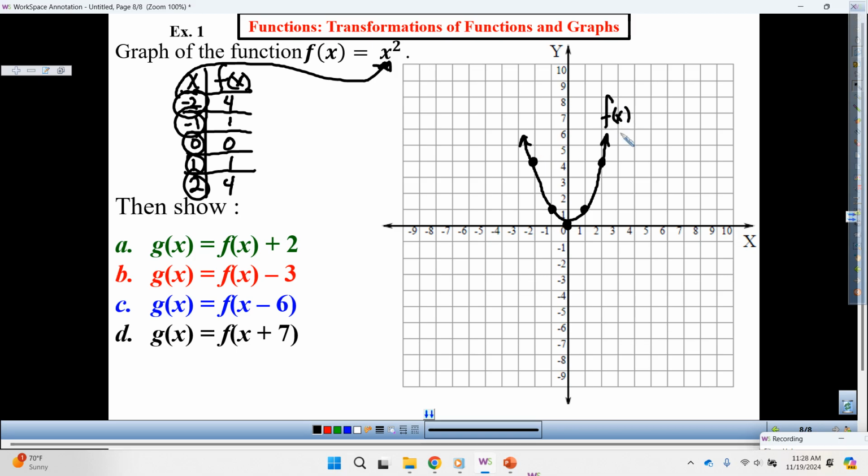F of x. Label that. So, are we there so far? All right, so I'm going to use green now. I want you to write the green one underneath that. Write A is g of x equals f of x plus 2.